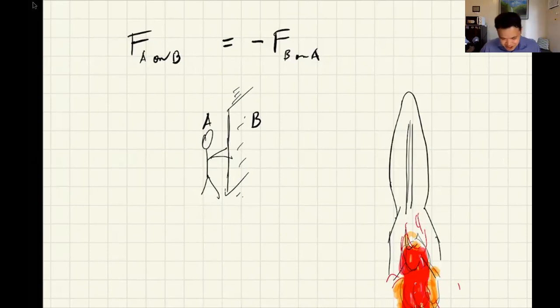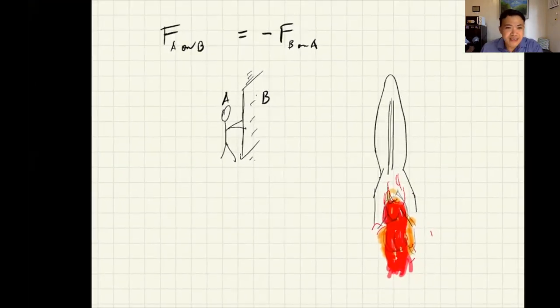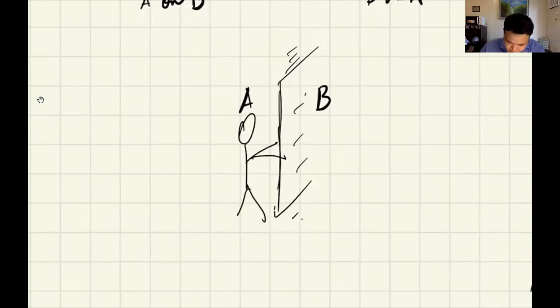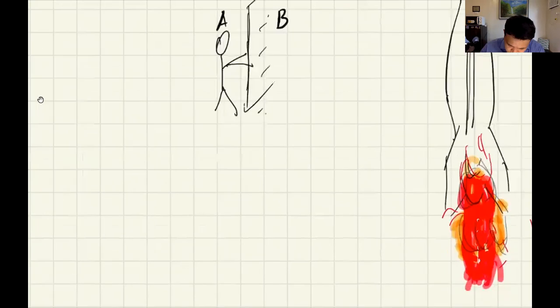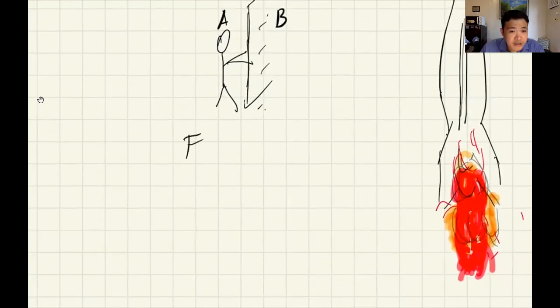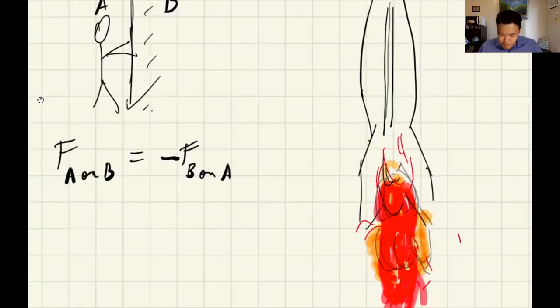So that's action-reaction. So here you have F_A on B equals F_B on A. So let's say you have a wall. You apply a force on the wall, A on B. That's equal to the force applied by the wall, B on A, on you, but in the negative direction, to the left. Another example would be a rocket.